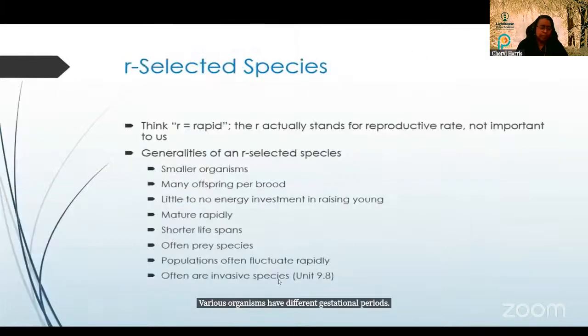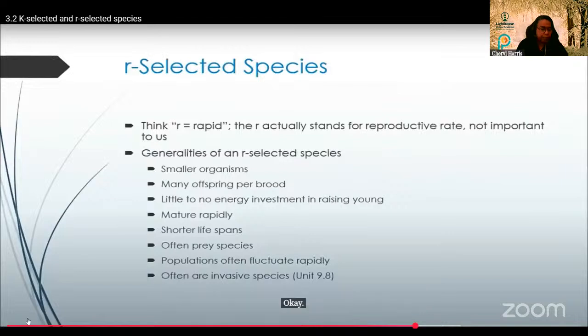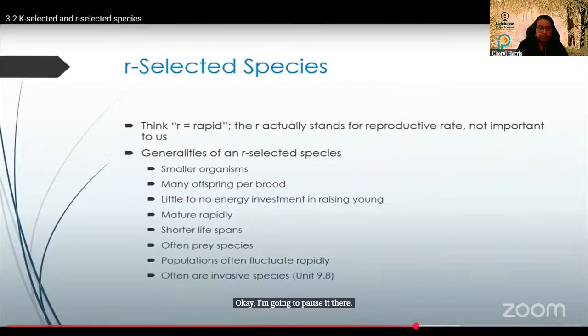Now let's go to the converse. Let's go talk about some of our R-selected species. I'm going to go through this a little bit faster because we just kind of talked about the K. The R is pretty much... Okay, I'm going to pause it there and we'll do R tomorrow because we've got 1 minute left in class.